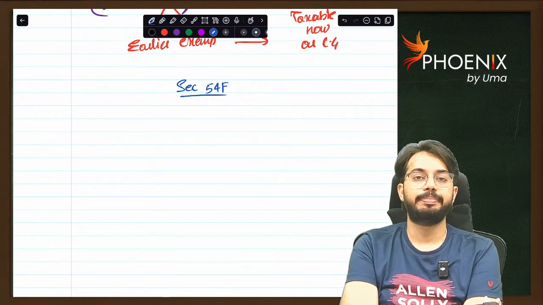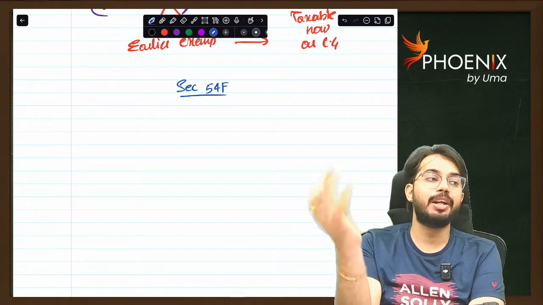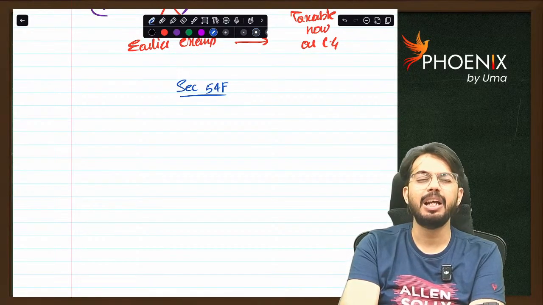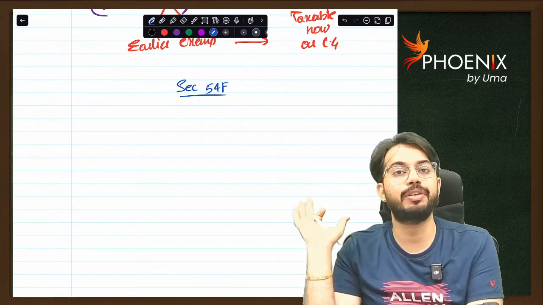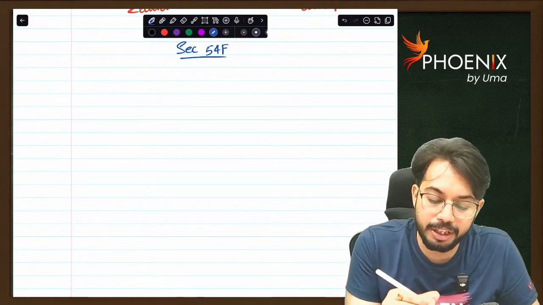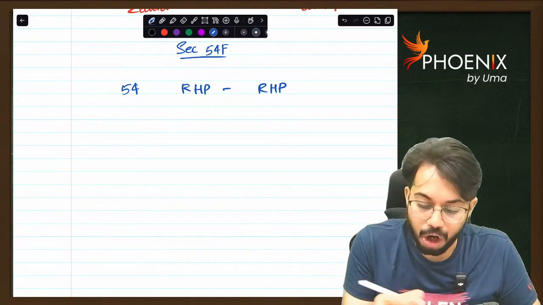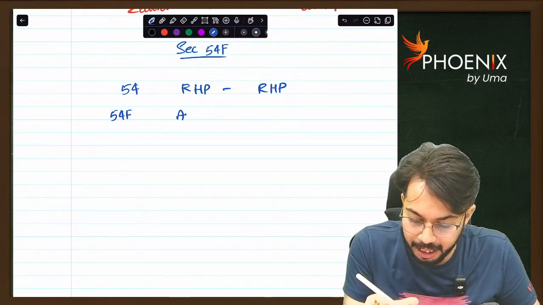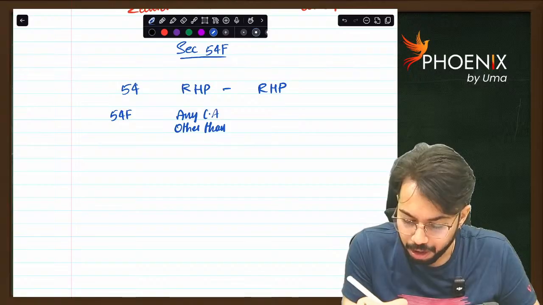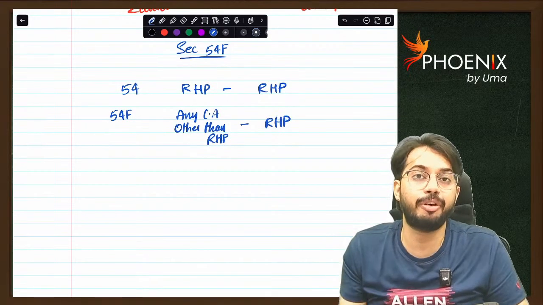See, section 54F is almost similar to section 54. Whatever we discussed in section 54 is there, more or less section 54F is also like that. So what does section 54F say? Combination. What is the combination under 54? Residential house property to residential house property. Combination under 54F is any capital asset other than residential house property to residential house property. That is the combination under section 54F.